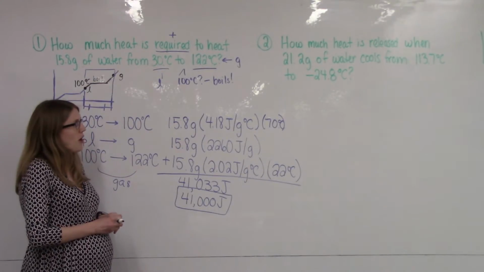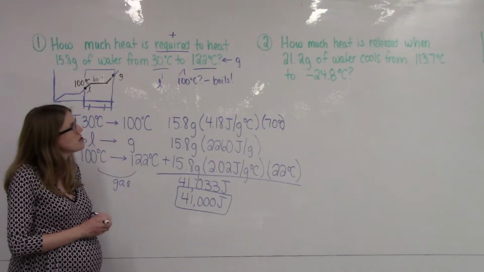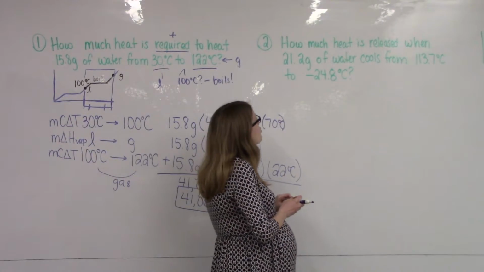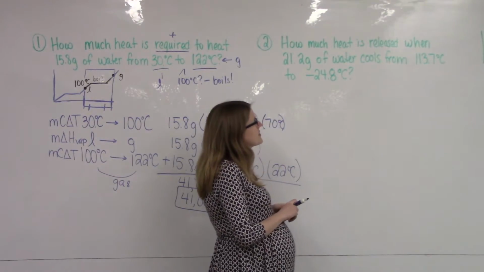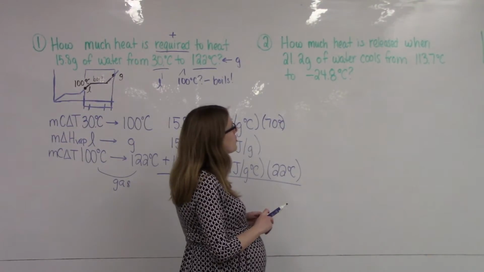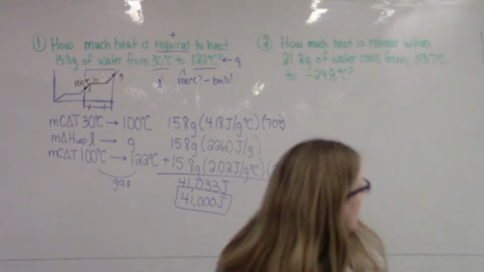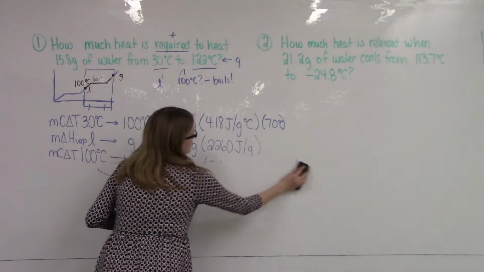We are going to do one more problem because this is pretty complicated, so we're going to work through one more. How much heat is released when 21.2 grams of water cools from 13.7 degrees Celsius to negative 24.8 degrees Celsius? And to give myself a little bit of space, I'm going to go ahead and erase this little bit that I've already done in this previous problem.